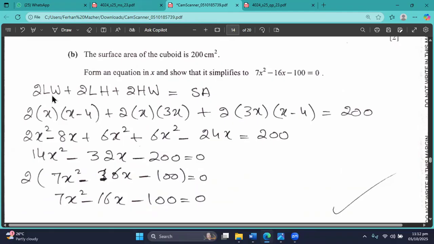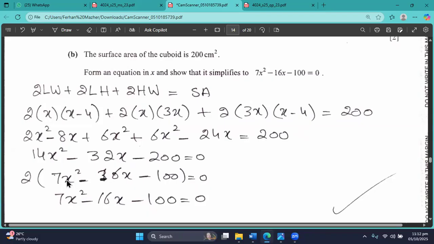So it will be 2 into x minus 4 plus 2 into x into 3x plus 2 into 3x into x minus 4, and that is equal to 200. So you will get 2x square minus 8x plus 6x square plus 6x square minus 24x equals 200. It will become 14x square minus 32x minus 200 equals 0.